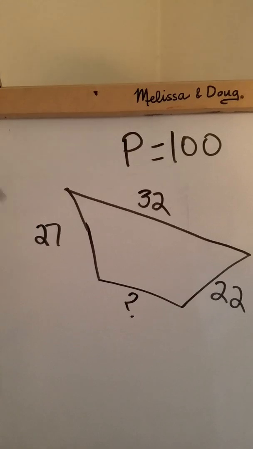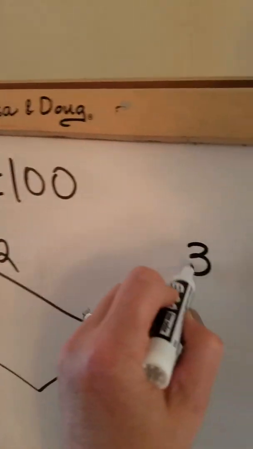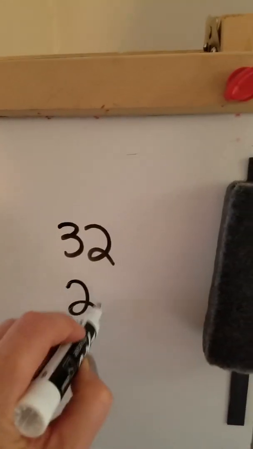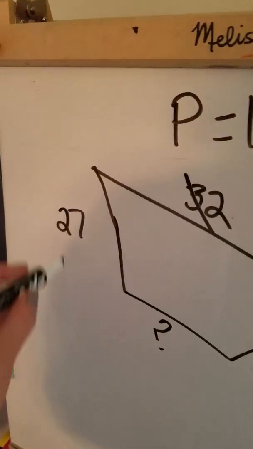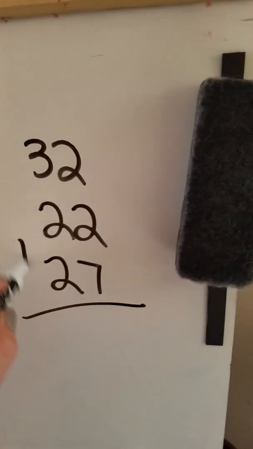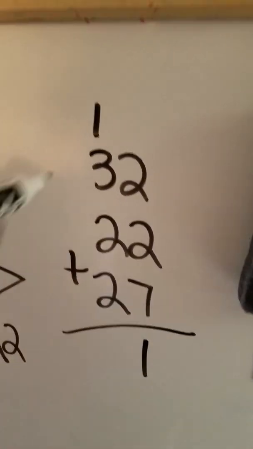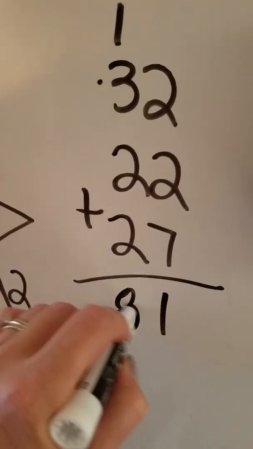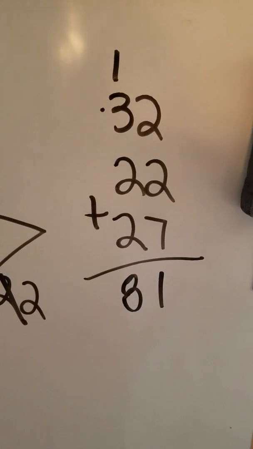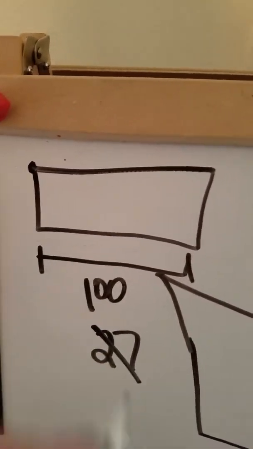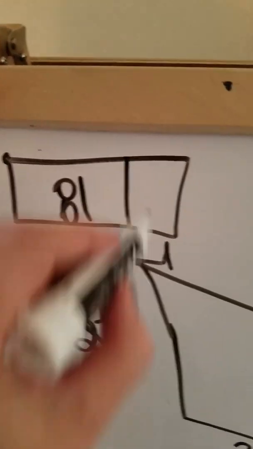Okay, so again, we're going to add what we know. So we have 32, and just like with perimeter, as we use a number, we're going to mark it off so that we don't skip anything. 22 and 27. So we're going to add those together. So we have 7, 8, 9, 10, 11. So we're going to regroup. 3, 4, 5, 6, 7, 8. So we know 81 out of our 100. So if we drew our little strip diagram again, there's our whole, which is supposed to be 100. We know 81. We're looking for this missing piece here, so we're going to subtract.